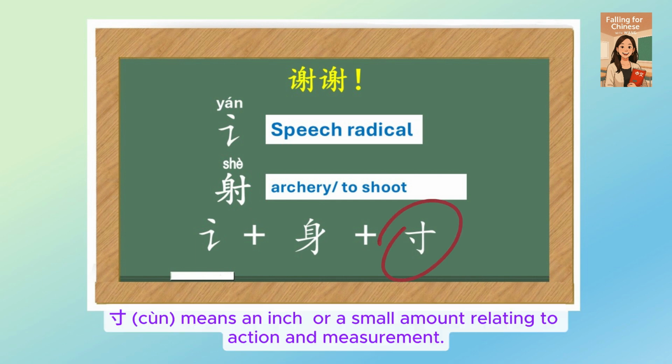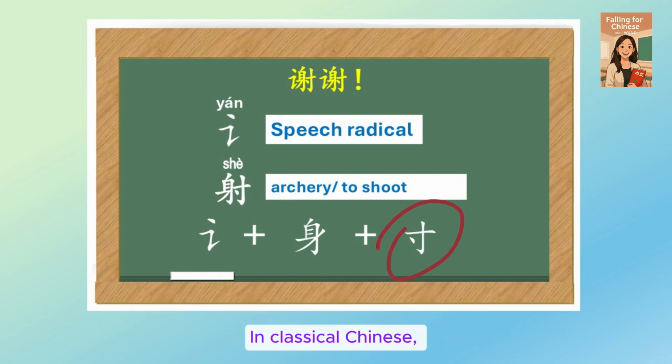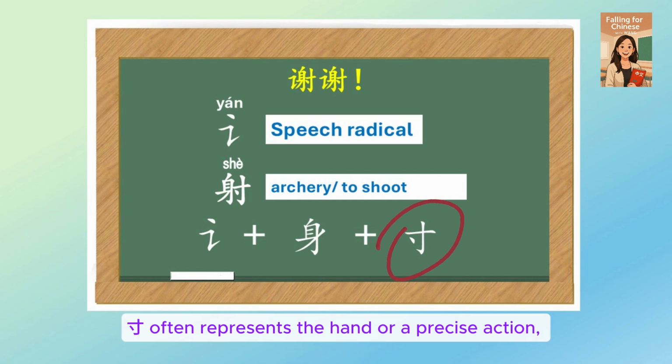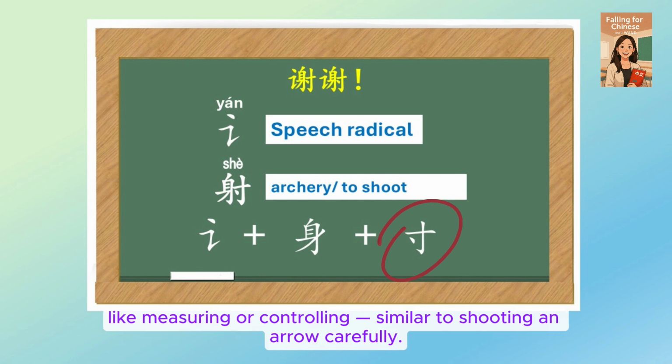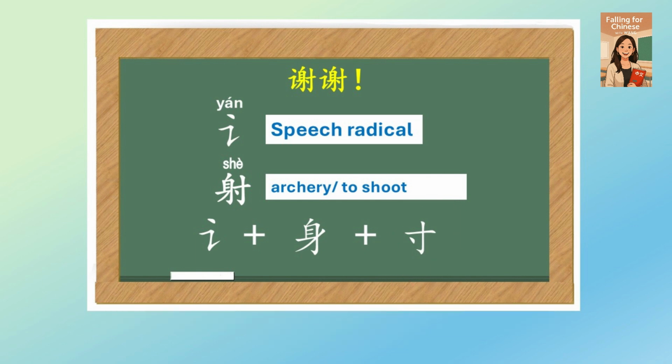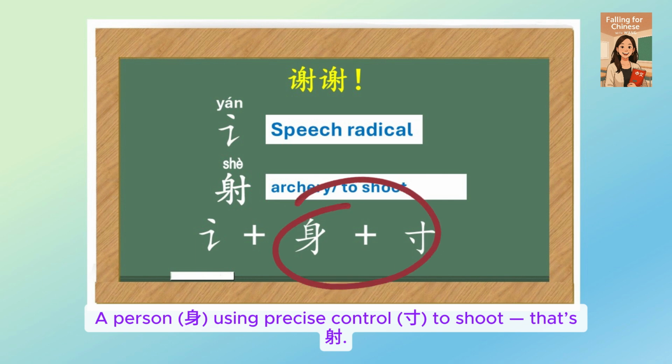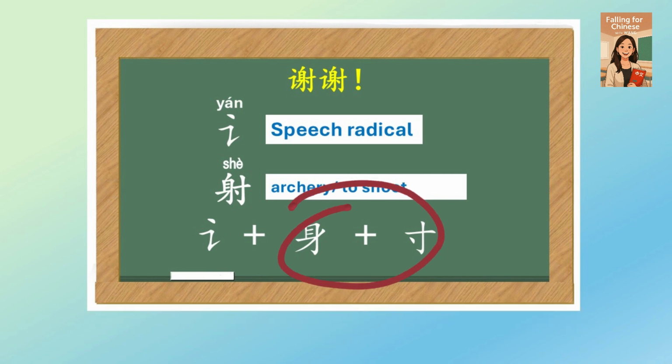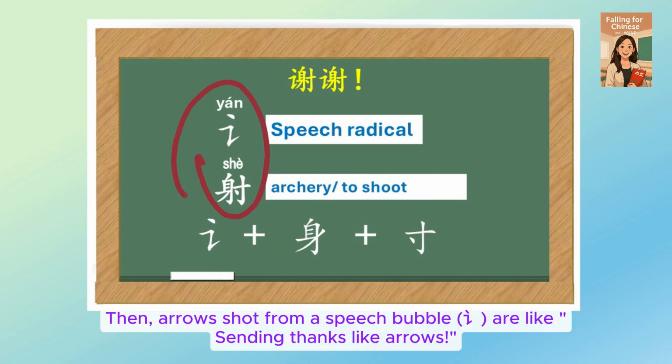寸 means an inch or a small amount, relating to action and measurement. In classical Chinese, 寸 often represents the hand or a precise action, like measuring or controlling, similar to shooting an arrow carefully. Think of it like this. A person, 身, using precise control, 寸, to shoot, let's 射. Then arrows shot from a speech bubble are like sending thanks like arrows.